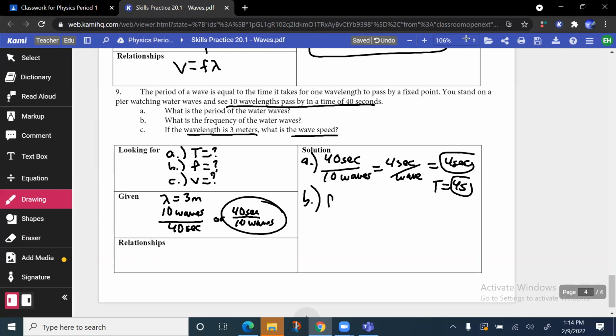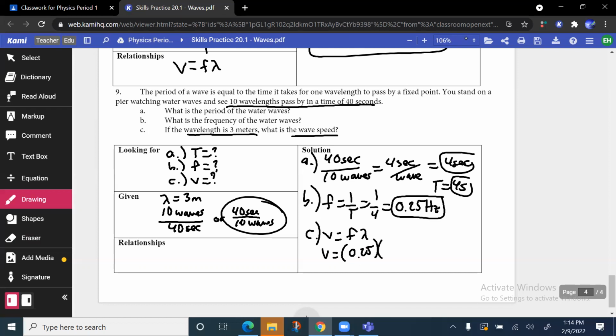Now, the frequency can be found by going 1 over the period, or 1 over 4 seconds, or 0.25 hertz, a quarter of a cycle every second. Part C, we're going to go to frequency times wavelength to finish off this problem. So frequency is 0.25 times the wavelength of 3 meters, and 0.25 times 3 is 0.75 meters per second.